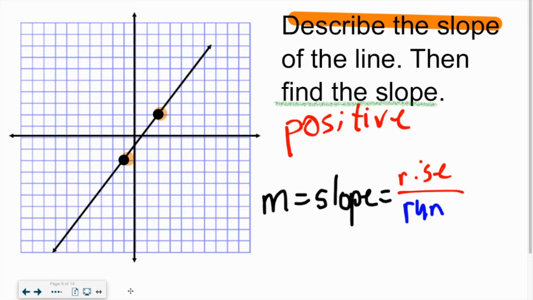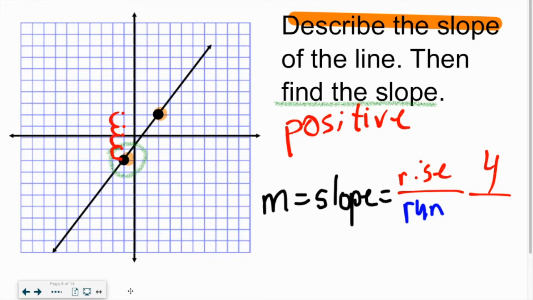I'm going to start here at this point, and I'm going to journey to the next one. How much up do I go? 1, 2, 3, 4. I have a rise of 4. Again, don't count that first spot, just count how many you move. 1, 2, 3, 4. What do you want to call them? Dots or loops? Either is fine.